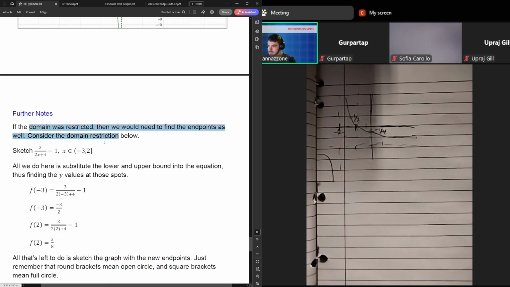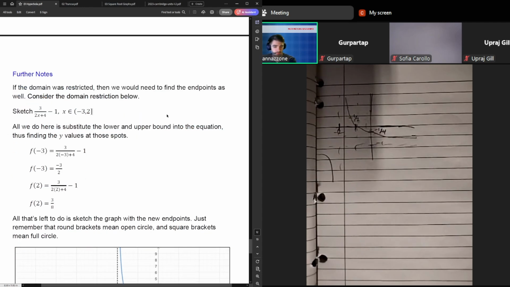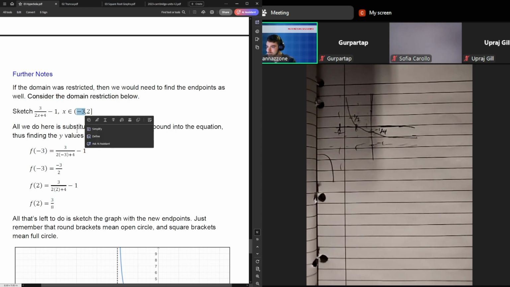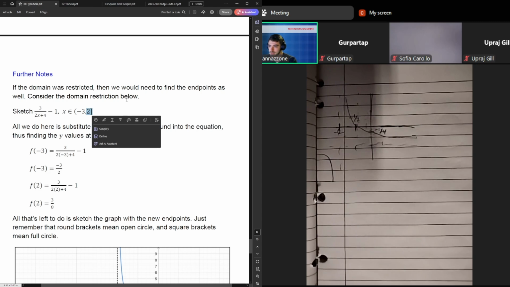If you do have a restriction on your domain, then all you're considering now is those endpoints. It doesn't matter what function you're dealing with, you just sub in the start or the upper and lower bound of your domain into your function, whatever that happens to look like, and then you get the y values at those spots. So in this case, we have an x equals -3. If you sub that into your function, you're going to get y equals -3/2. Upper bound of 2, sub that one in, you're going to get 3/8 as your y value at that spot.